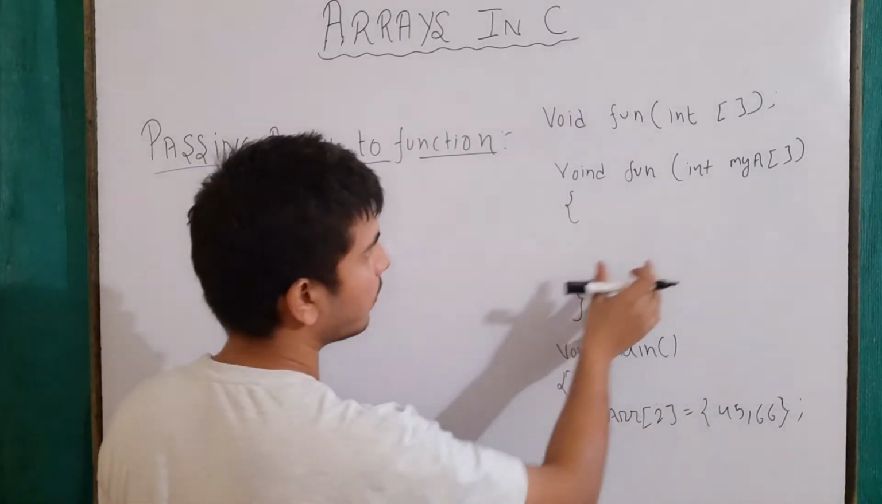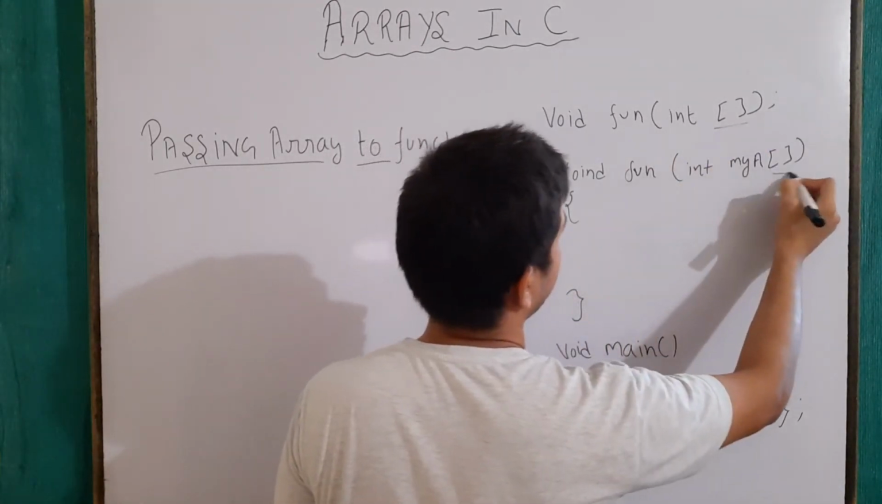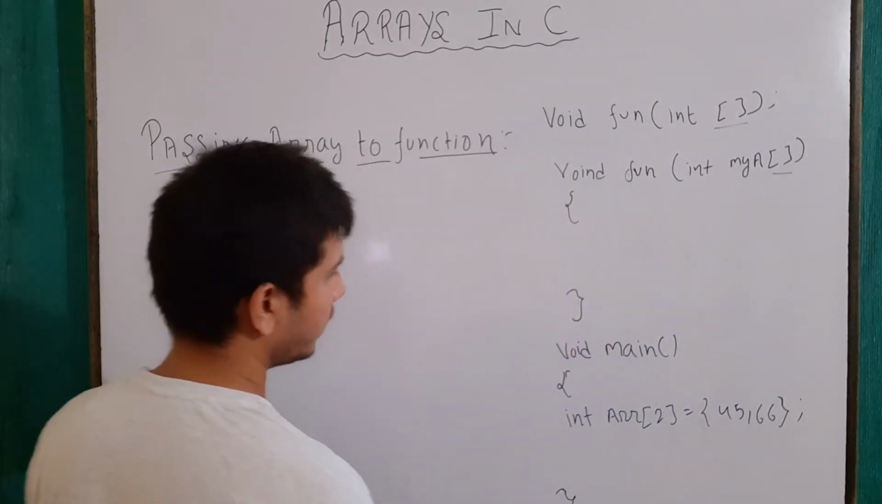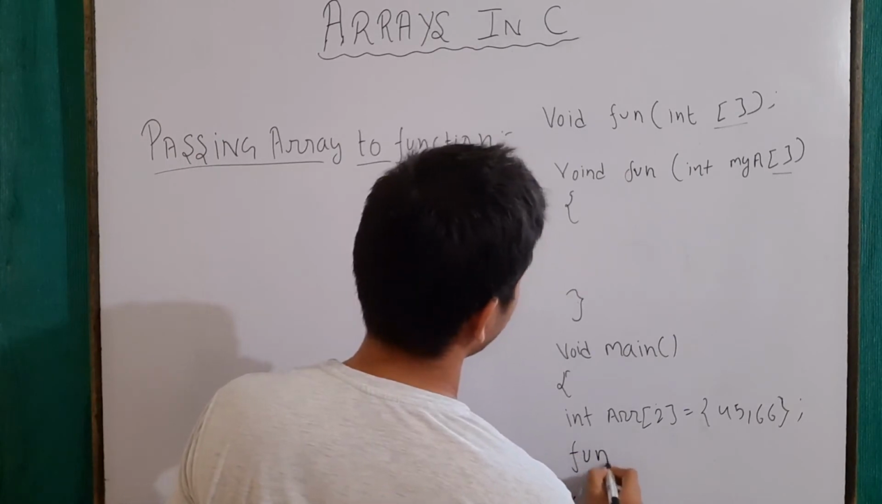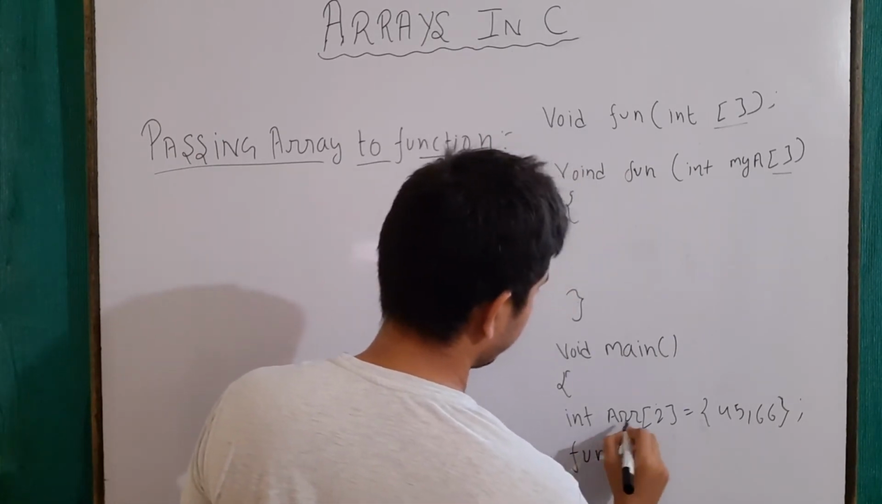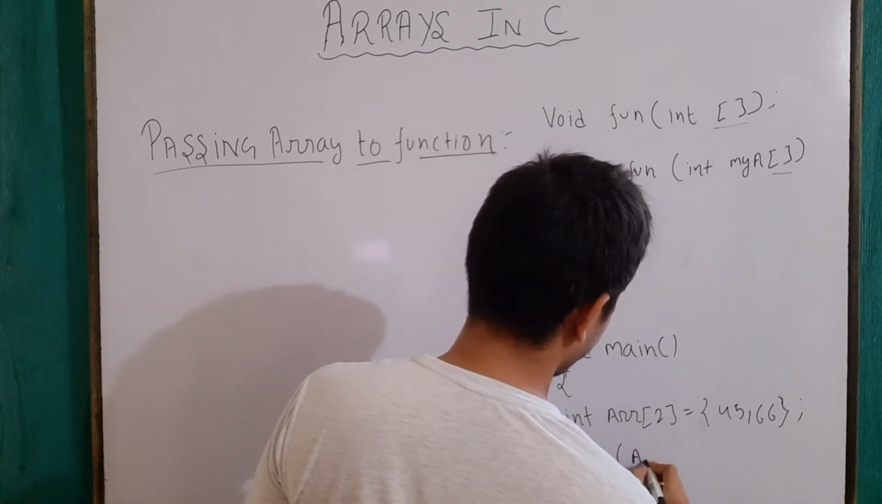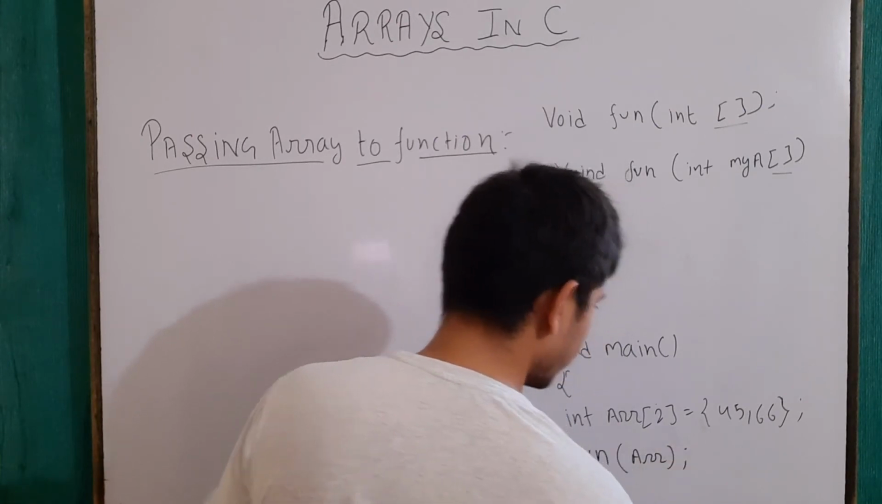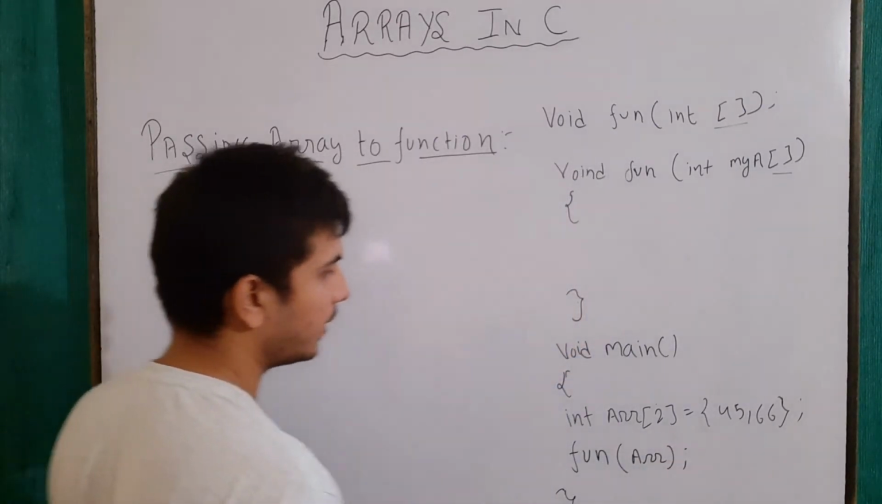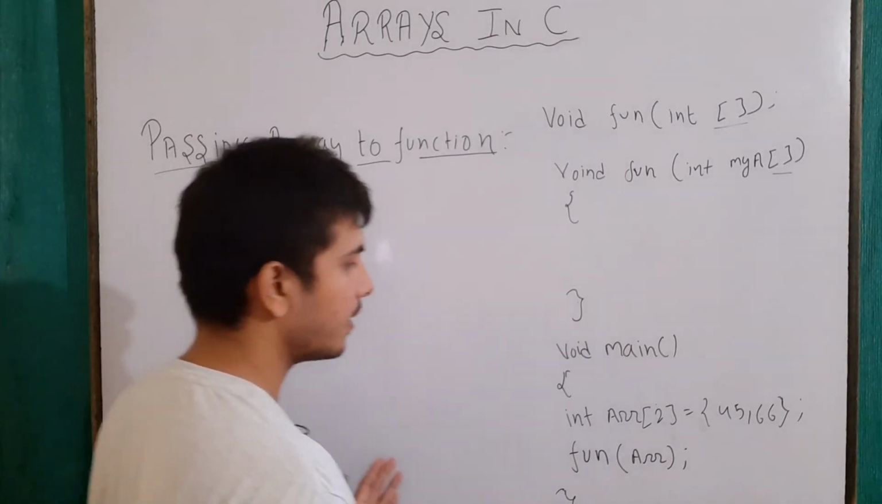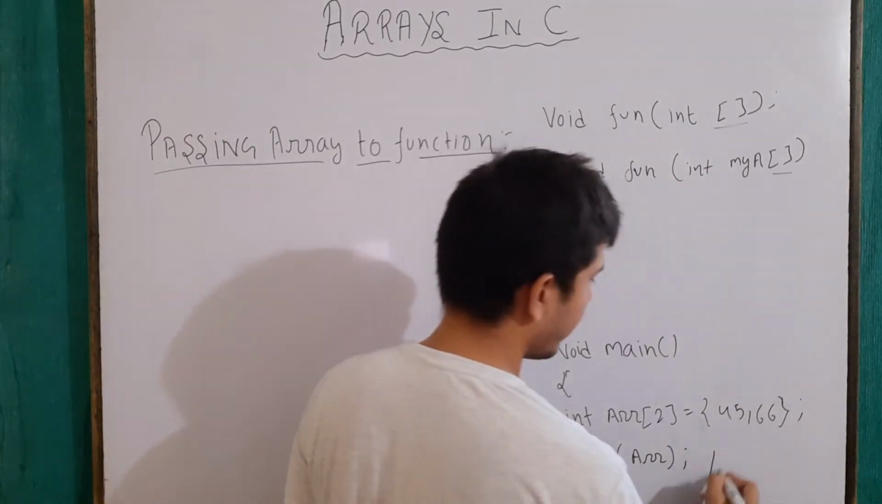The first method is array notation and the other method is pointer notation, right? So first let's talk about array notation. This is array notation. What I will do here is simply write the name of the function and the variable name, that is array. That's all.